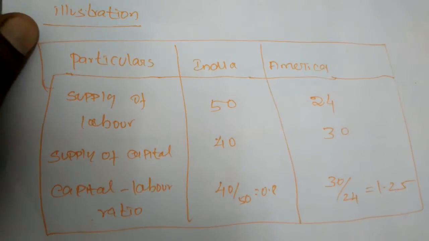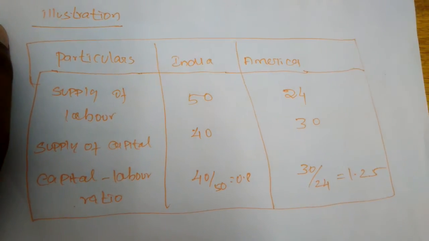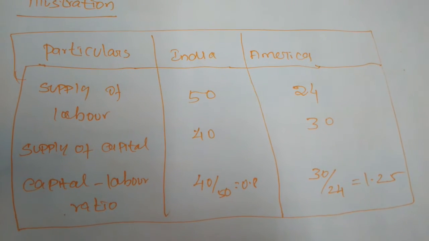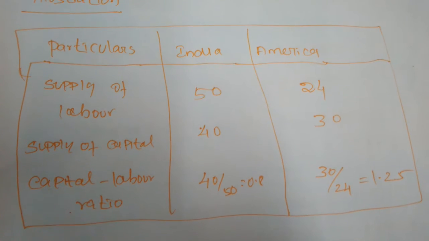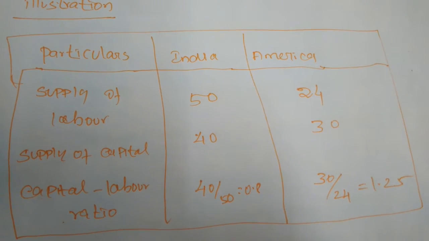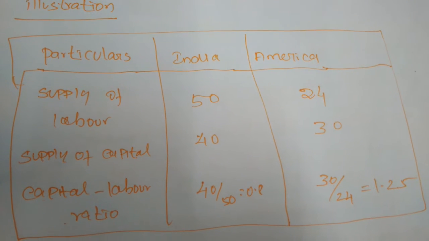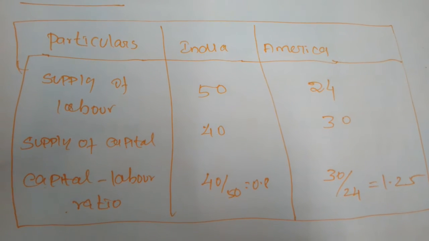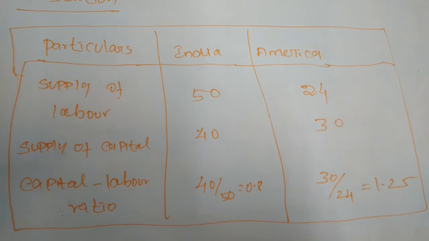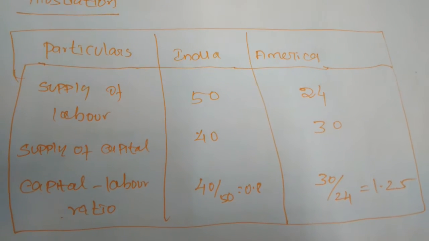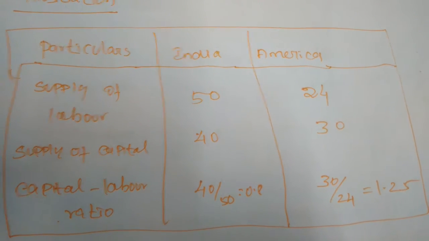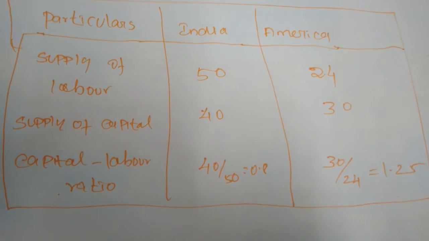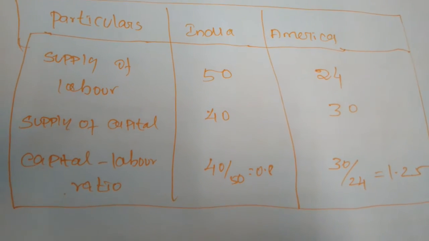So we can easily understand the explanation. According to the Heckscher-Ohlin theorem, a capital abundant country will export the capital intensive good, while the labor abundant country will export the labor intensive good. As I told, the food items and the machineries. America is able to produce more machineries by using capital intensive methods, while India is producing more food items by having labor intensive methods.